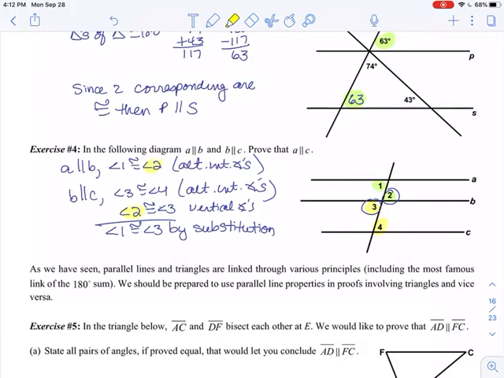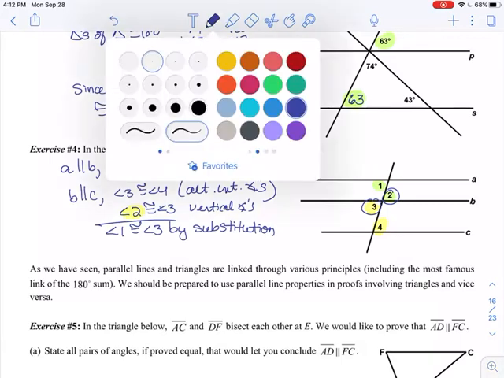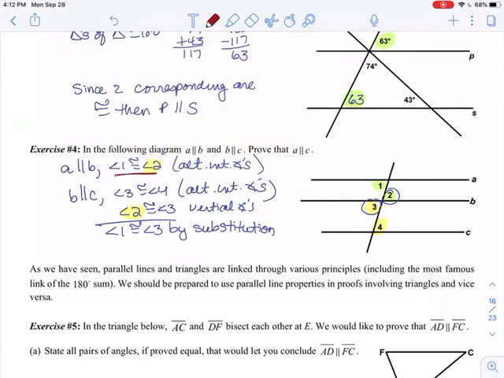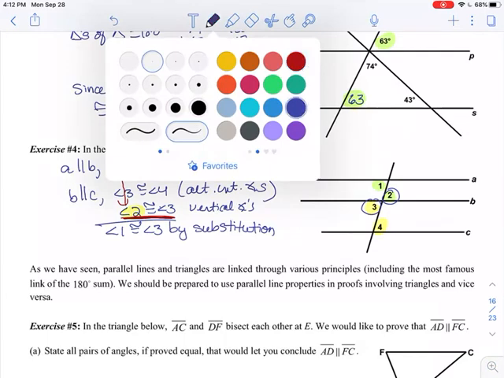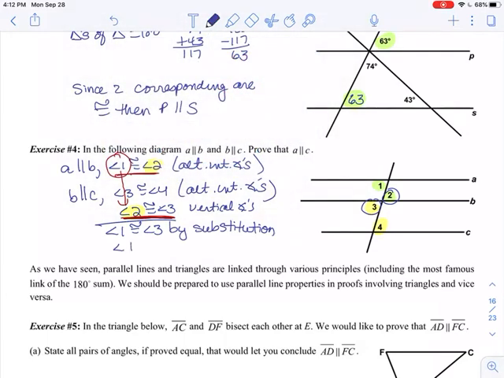Let me show you the substitution. I'll highlight it for us. So right here, I basically took these two: 1 is congruent to 2 and 2 is congruent to 3. Since 1 is congruent to 2, I took angle 1 and I substituted it in for angle 2, and I said that 1 is congruent to 3 by substitution. And also, angle 1 is congruent to angle 4 by substitution.